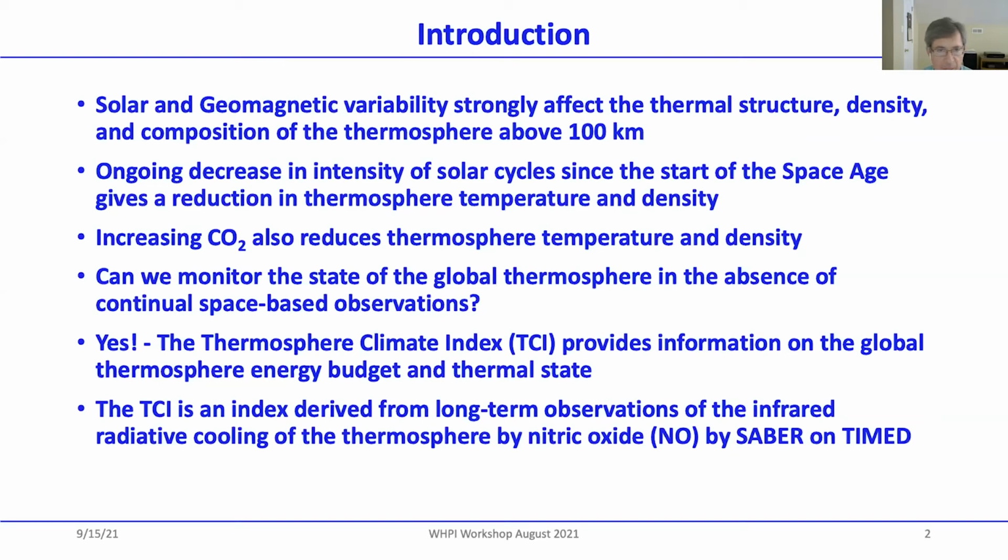So by way of introduction, we know that solar and geomagnetic variability strongly affect the thermal structure and density and composition of the thermosphere above 100 kilometers. And since the start of the space age, solar cycles have been generally decreasing in their intensity, and this has given us a resulting decrease in thermospheric temperature and density.